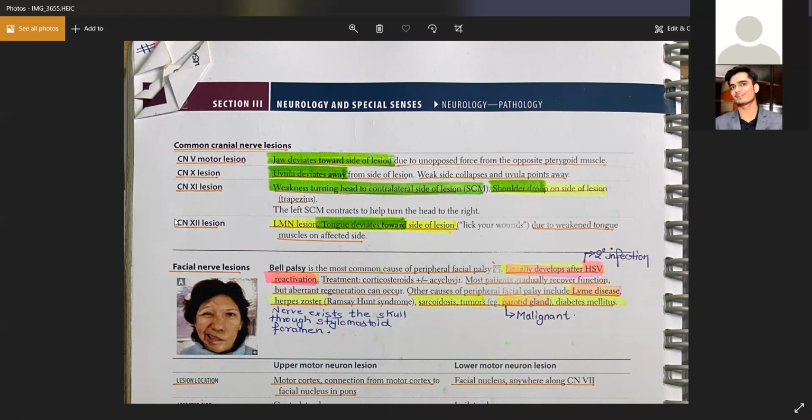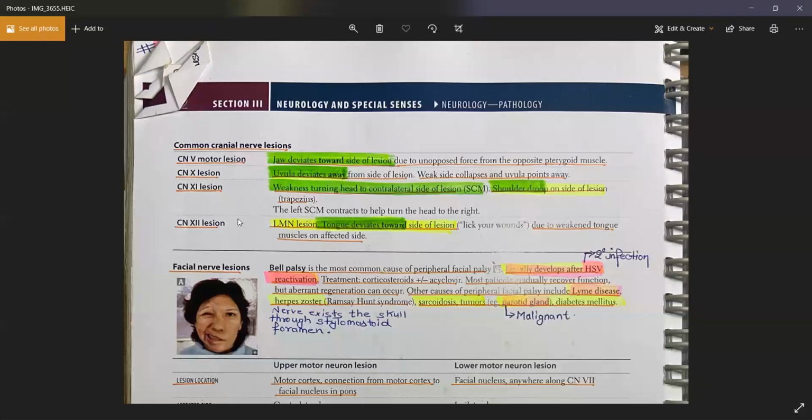Then you have the 12th nerve damage, which is pushing the tongue towards away from each other, right? So whenever damage to this 12th nerve happens, you will have a deviation of the tongue towards the side of the lesion, just like my jaw. So jaw and tongue towards, uvula away, and shoulder on the same side. Any doubt on these lesions?